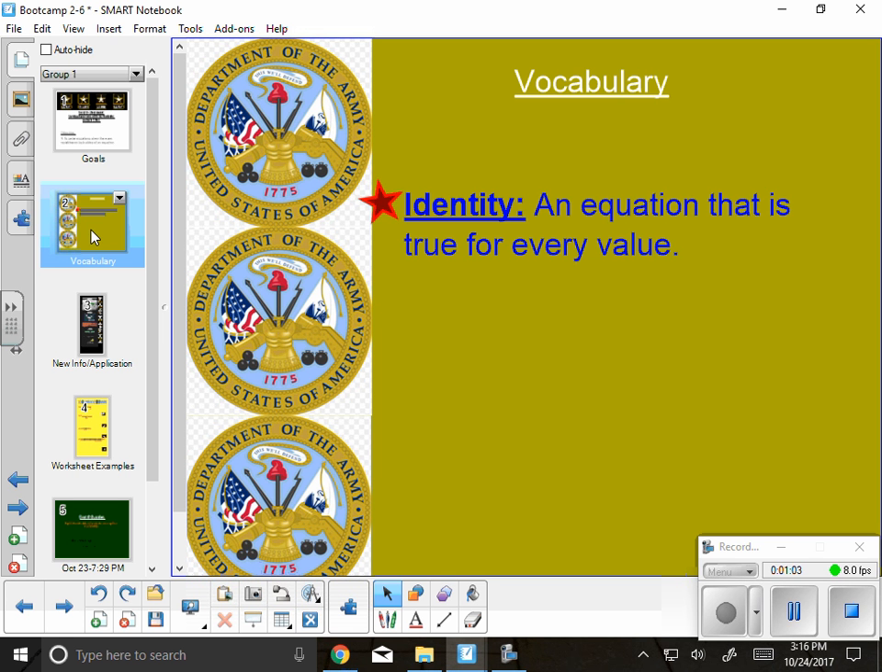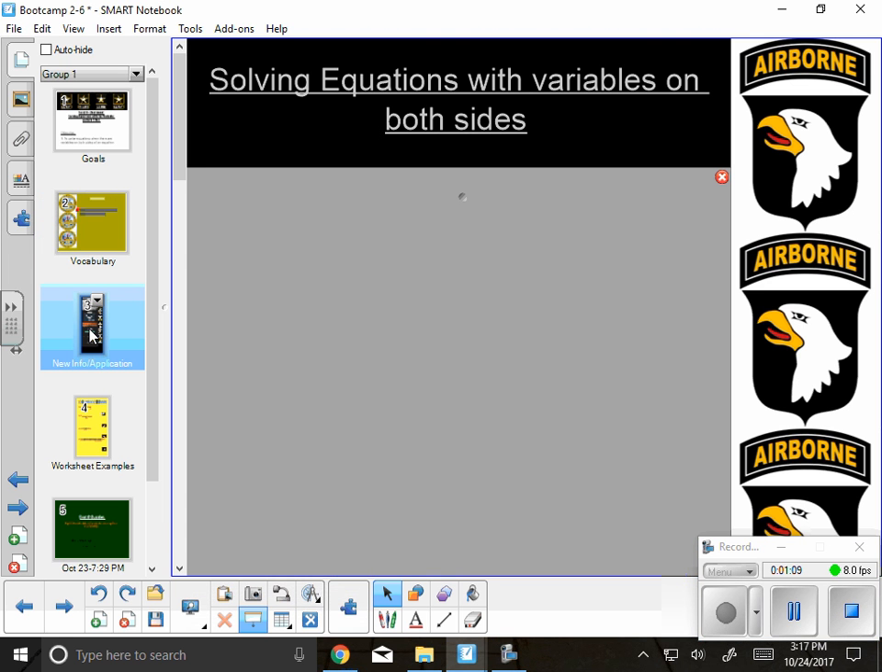Okay, so now we're going to get into the meat of the lesson. As I said before, we are solving equations with variables on both sides. And just like every other lesson, there is a specific procedure that you will need to do in order to solve these types of equations.